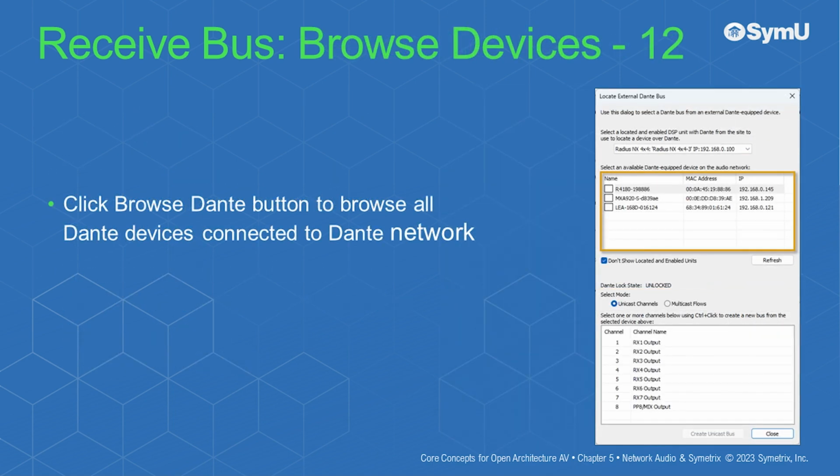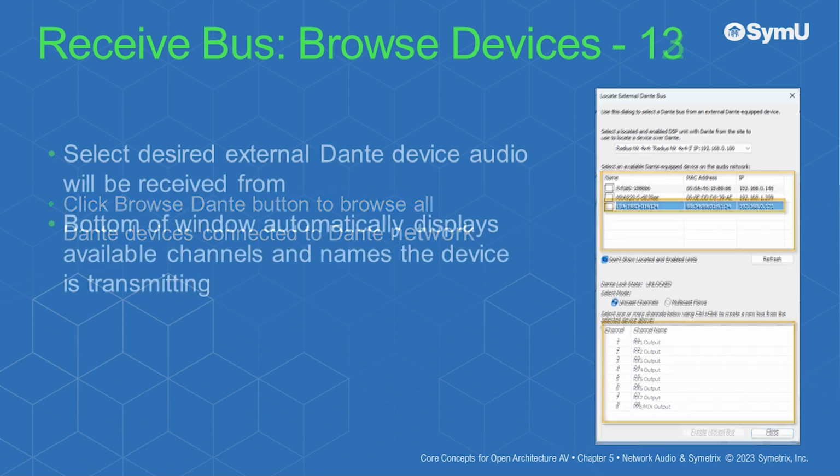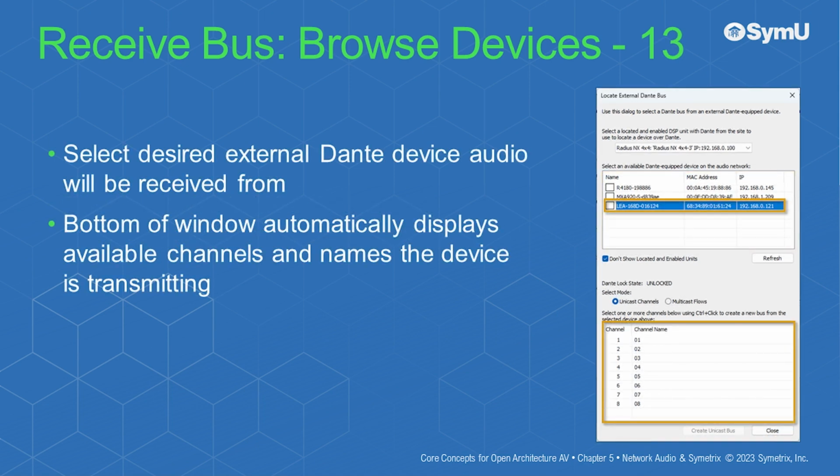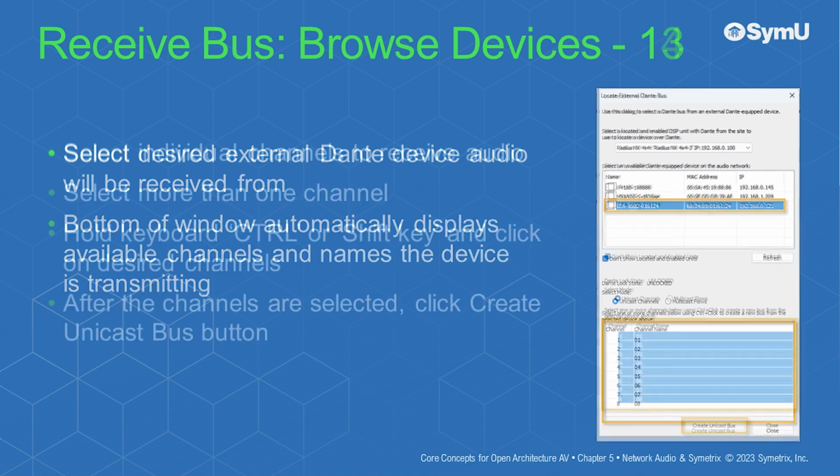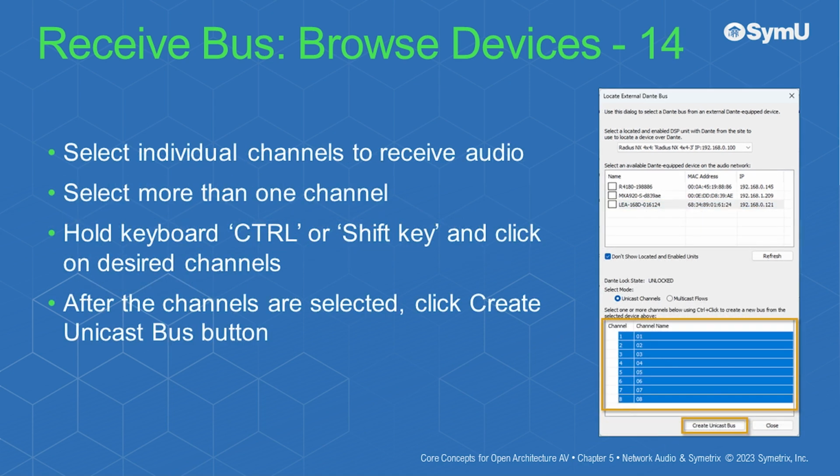Click the Browse Dante button to browse all Dante devices connected to the Dante network. Select the desired external Dante device the audio will be received from. The bottom portion of the window automatically displays the available channels and channel names that the device is transmitting. Select the individual channels to receive audio. To select more than one channel, hold the keyboard Control or Shift key and click on the desired channels.